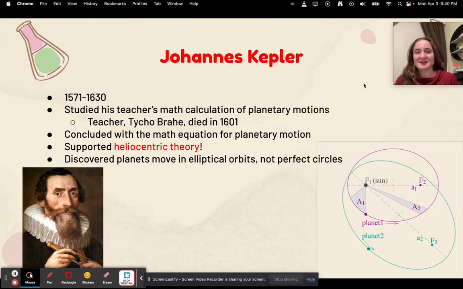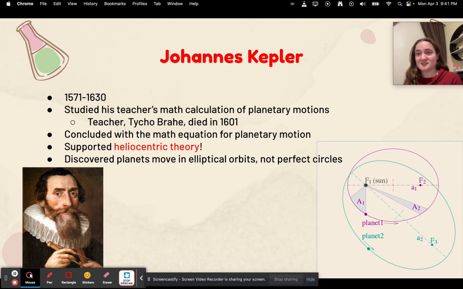All right, Johannes Kepler. So he was from 1571 to 1630. He was an assistant under his teacher, and both of them together did math calculations on planetary motion. Unfortunately, his teacher, who was Tycho Brahe, died in 1601.